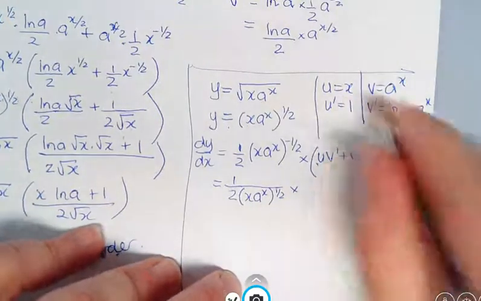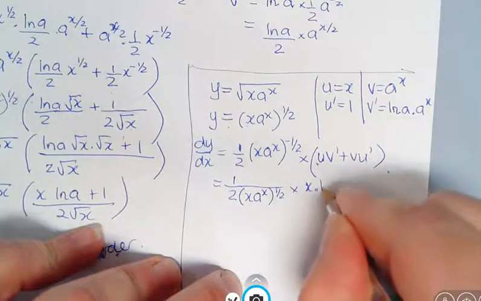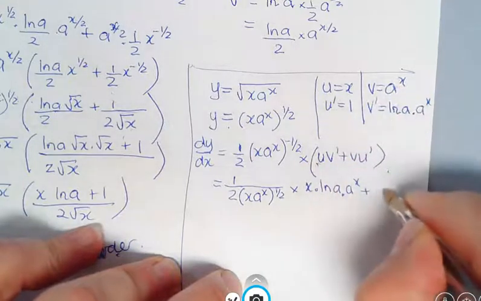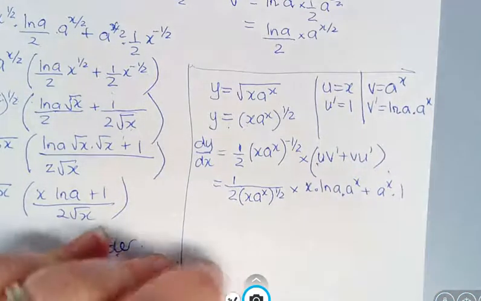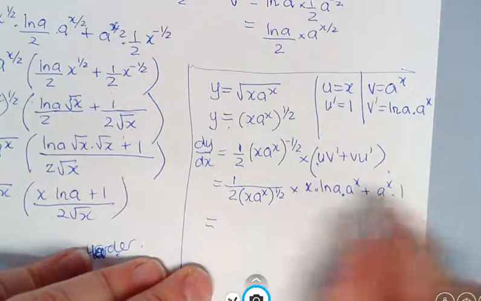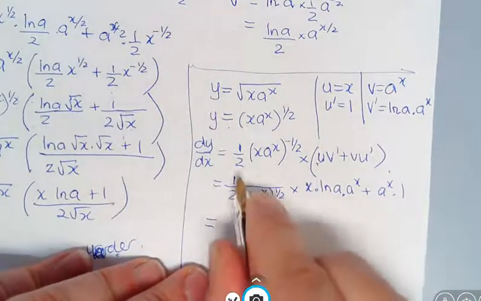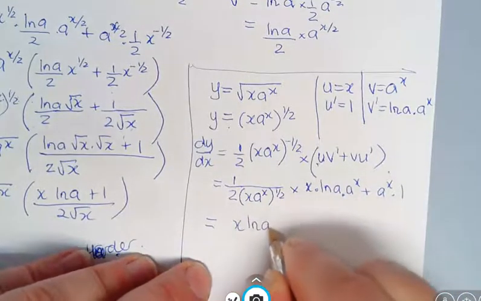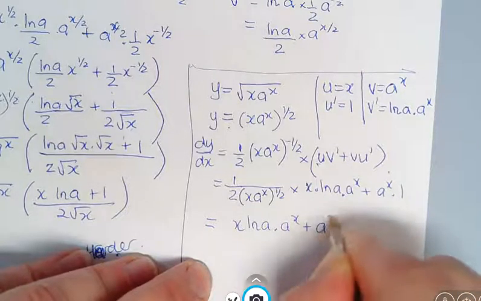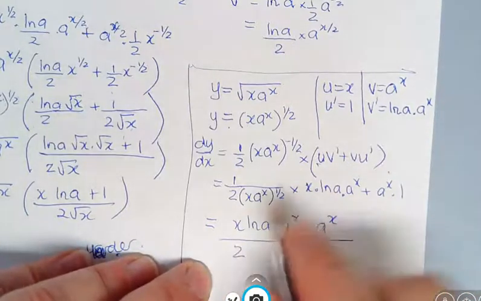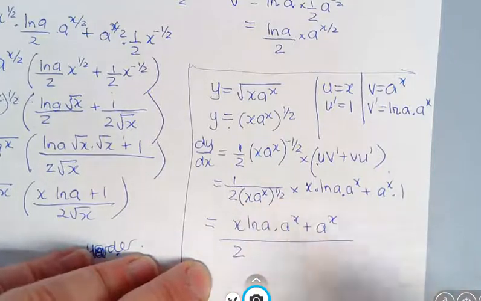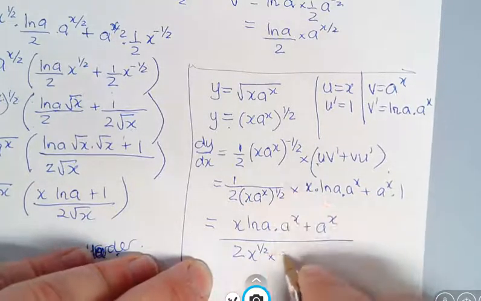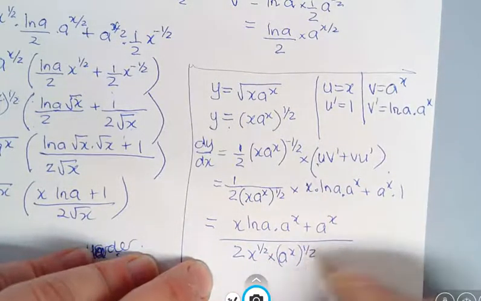Now it's u v dash, which is x times ln a times a to the x, plus v times u dash, which is a to the power of x times 1. Okay, so what we've got, this would all be on the numerator, because this fraction is multiplied by that, so it's all on the numerator. So I've got x ln a times a to the x plus a to the x over 2. Now both of these are to the power of a half, so I'm actually going to write them separately to the power of a half. So it's x to the power of a half times a to the x to the power of a half.